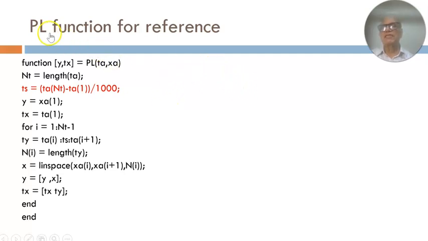But before that, this PL function, that is piecewise linear function, which we had studied in the last session, I have just kept it here for your reference. And note that in this particular case, I have changed the time slice somewhat. Instead of dividing by 100, I have divided by 1000. Remember, larger this number is, smaller will be TS and better will be your approximation. So that is what I have done in this case.